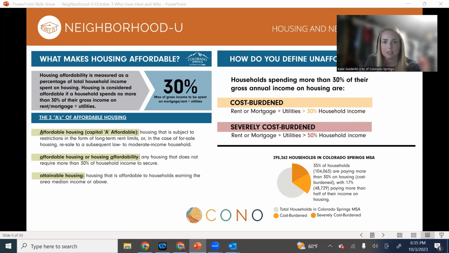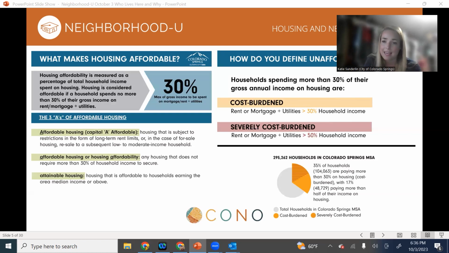What that does is leave no space for households to spend more money on healthcare expenses, on food, on transportation, really basic necessities, not to mention if you wanted to go to the movies or something like that. So when we talk about affordable housing, what we want to keep in mind is that there are 3 A's of affordable housing: capital A affordable housing, lowercase a affordable housing, and attainable housing.